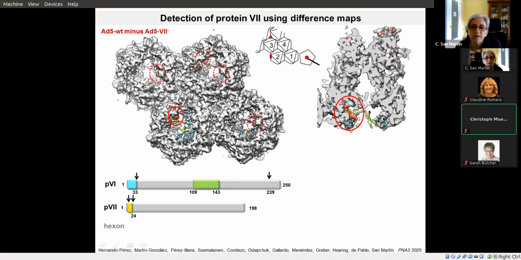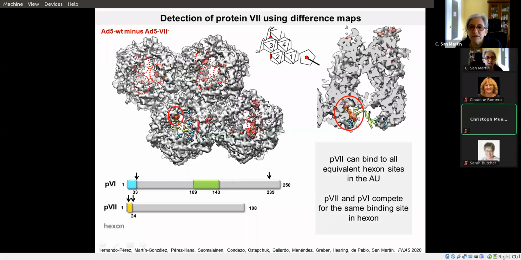And if we keep lowering the threshold to render the difference map, we start seeing differences in all the equivalent binding sites. So this is telling us that protein 7 can bind to all the possible binding sites in the hexon in the asymmetric unit, confirming the hypothesis that protein 7 and 6 are competing for the same binding site in hexon during assembly.